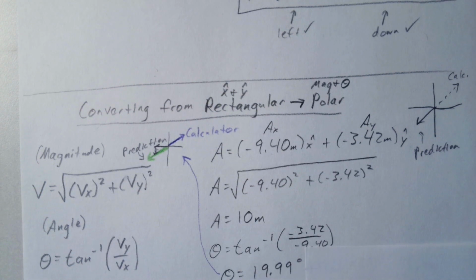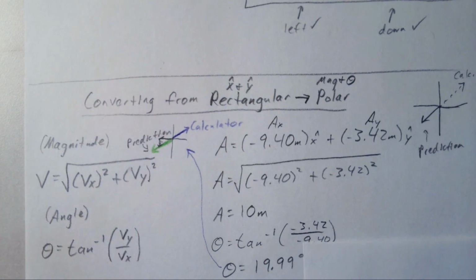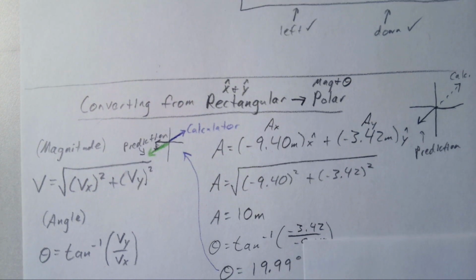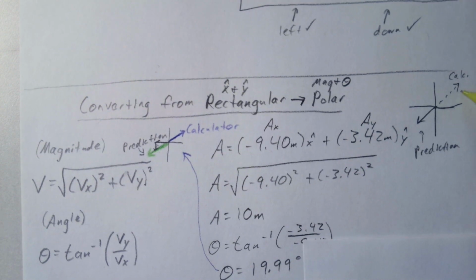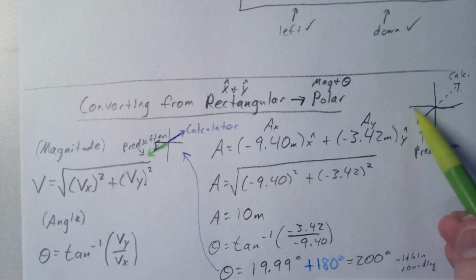So how do we fix this? Because this isn't the right answer. This 19.99 isn't the right answer. And you're saying, why would the calculator do that? Well, one simple explanation is that the calculator can only give you values in the first quadrant or the fourth. Look here. Negative x and negative y, or negative y, negative x, okay? Both of those should give you left and down. It should give you the third quadrant over here.